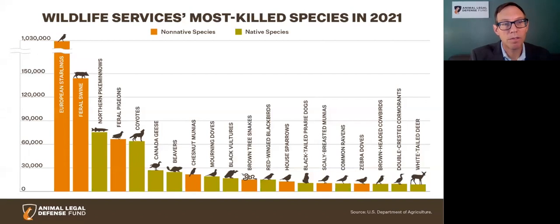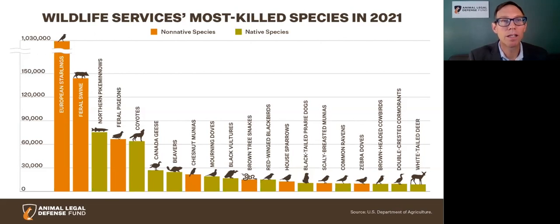And feral swine is next on the list. These are pigs that were either introduced for hunting or escaped and became feral. And nearly 150,000 of these are killed or were killed last year. But it also includes native species. You can see coyotes, Canada geese, beavers, and many other native species on down the list are also killed in the top killed animals by wildlife services.